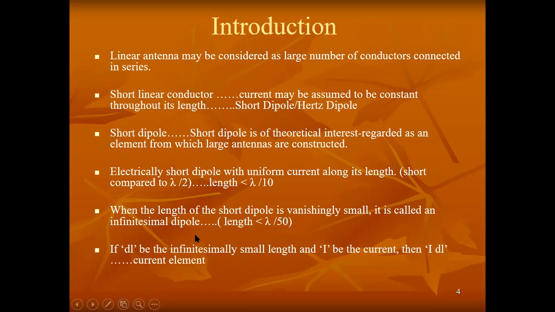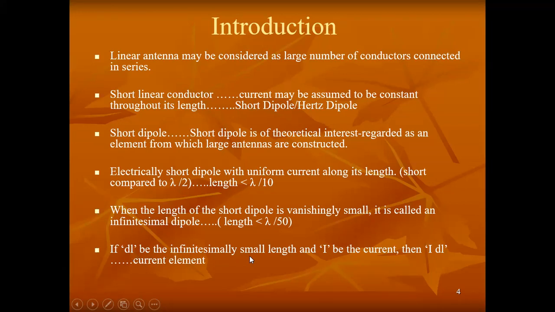So we are going to discuss this lambda by 50 and how this antenna radiates. The short dipole may be lambda by 2, and the infinitely small dipole is lambda by 50. We'll discuss this lambda by 50 short dipole first, and then go on to lambda by 2 and all the other analysis. Here is the mathematical explanation, so please be very careful.